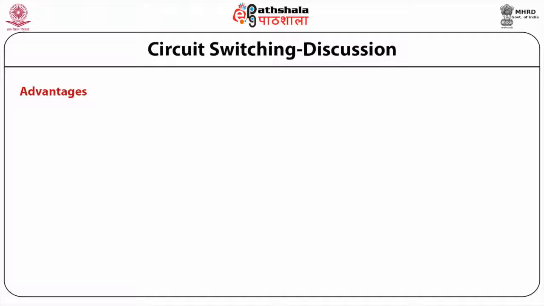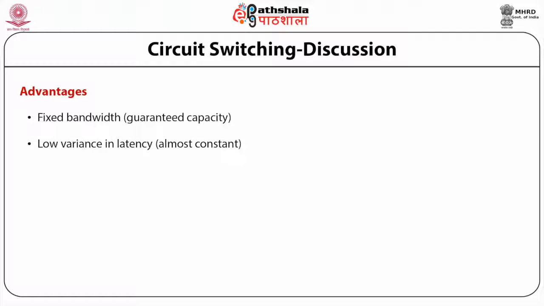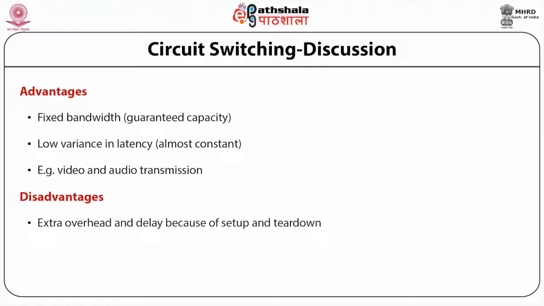The advantages of circuit switching: fixed bandwidth, that is guaranteed capacity; low variance in latency, because it is almost constant on the dedicated channel, and this can be used for video and audio transmission. Disadvantages: extra overhead and delay because of setup and teardown between two points, which causes waste of resources when there is low utilization on the network, and this also gives low scalability in circuit switching.